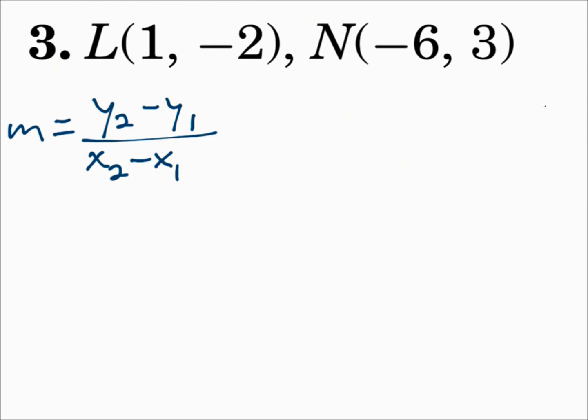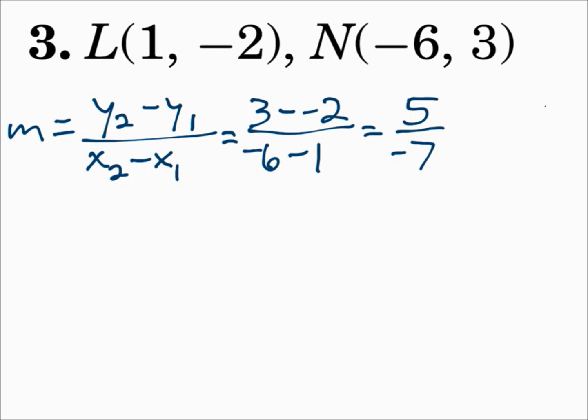Number 3. Find the slope. y2 is 3 minus y1 is -2 over x2 is -6 minus x1 is 1. Substitute the values right into the formula. 3 minus -2 is really 3 plus 2, which is 5. -6 minus 1 is -7. And that's -5/7.